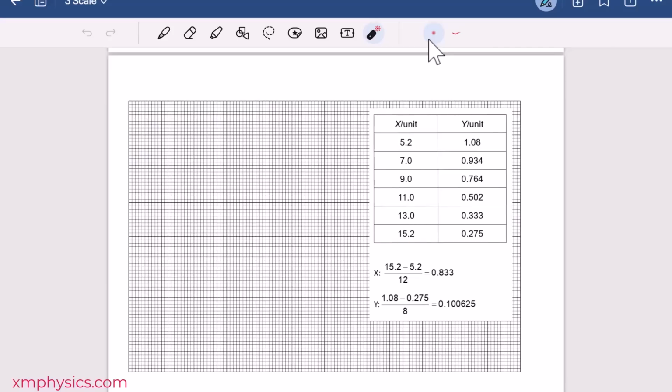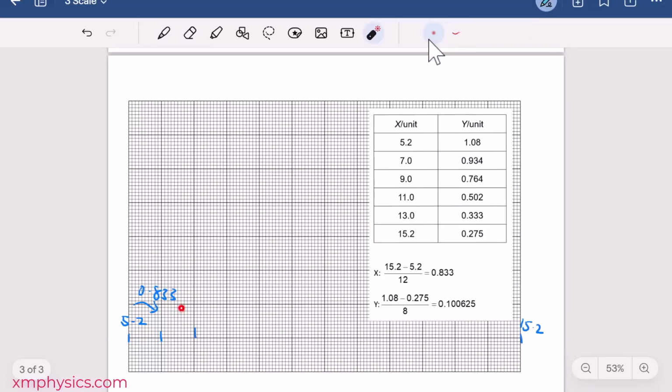So you're going to take 15.2 minus 5.2, divide by 12. Why divide by 12? Because along your x-axis, there are 12 big squares. So use your calculator, do this calculation, and you see this number 0.833. What's the meaning of this number 0.833? It means that if you start from the left at 5.2 and increase by 0.833 every big square, then at the other end will be 15.2, which means you have totally spread out your data across the entire graph.